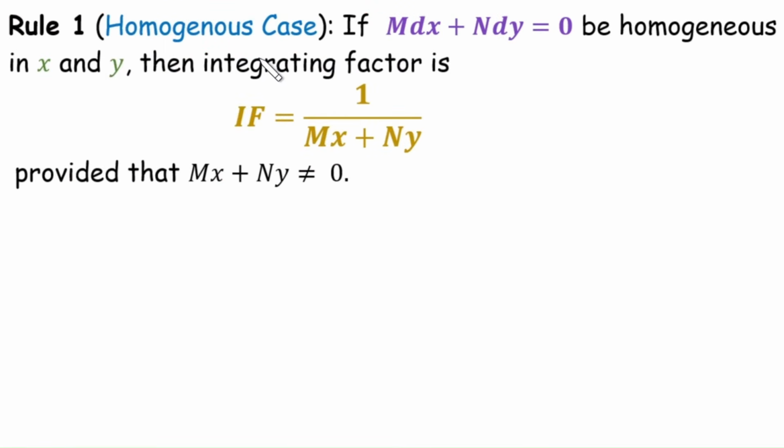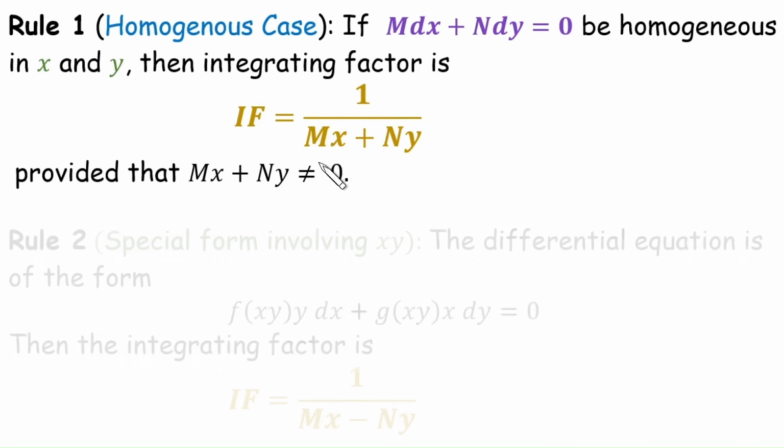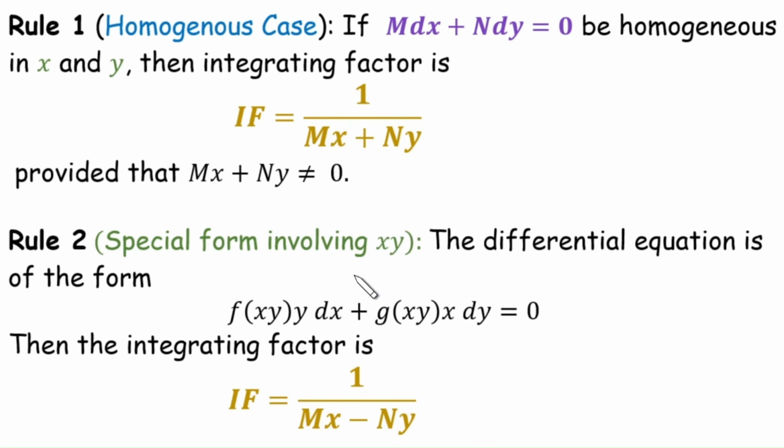Before moving ahead, a quick reminder. We have already done two rules in the previous two videos on how to find the integrating factor under special conditions. The first condition is for the homogeneous case where M and N are homogeneous functions. In that case, the integrating factor is calculated by this form. And if we get a differential equation of this form, then the integrating factor is calculated by this form. These are explained in detail in the previous videos and the link is given in the description.